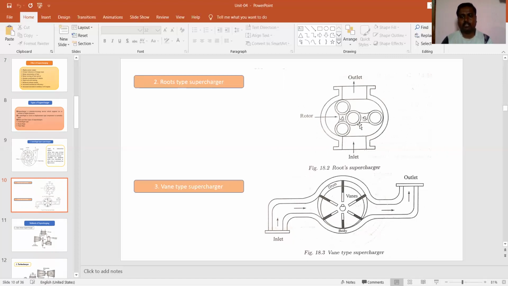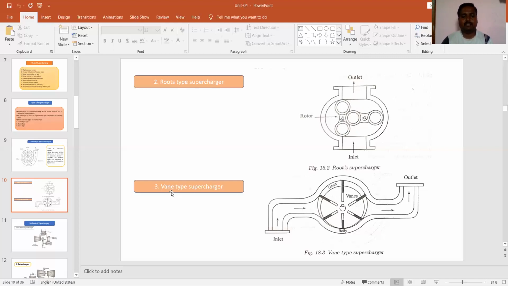Here the air comes and is trapped between these two rotors. As the rotor rotates, this air moves from this side to this side, that is, from the inlet side to the outlet side, and the pressure or density of air is increased. Here we get the high pressure air which is supplied to the engine cylinder.